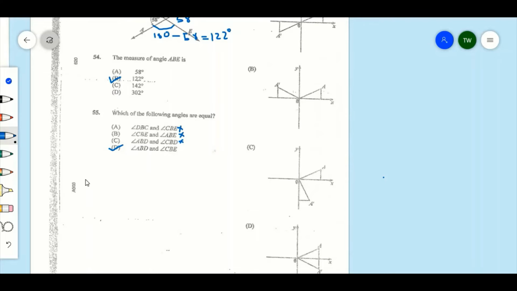Number 56. In each of the following diagrams, A' is the image of A. Which of the diagrams shows a reflection in the x-axis? Clearly, our option cannot be A, B, or C. So the reflection in the x-axis is going to be D. Clearly, you can see that the x-axis here is the mirror line. So the answer for 56 is going to be D.